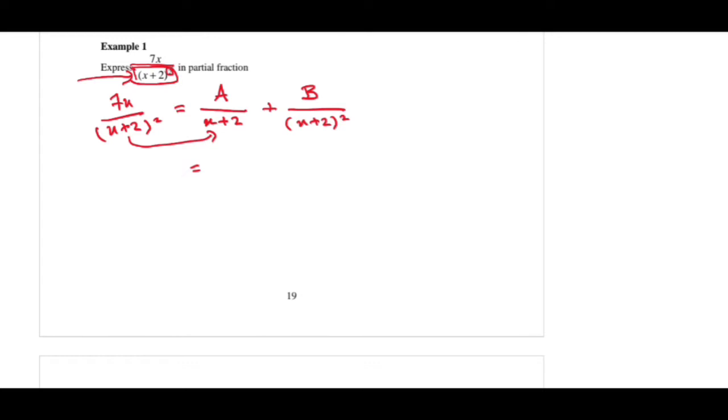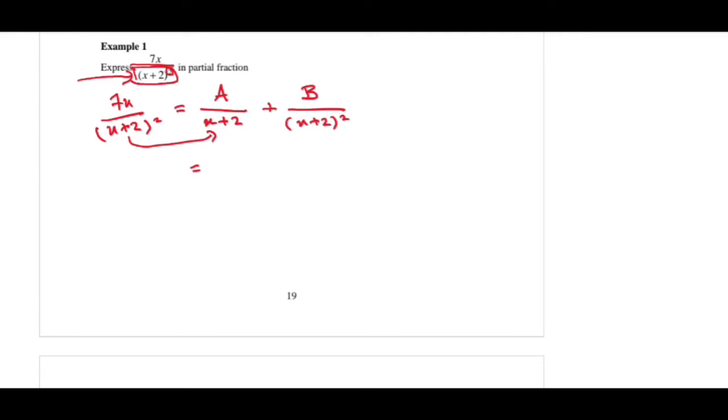Next step is to compare the numerators. But to compare the numerators, we have to equate or equalize the denominators. Remember, in the previous tutorials, I showed you how to multiply A with the other denominators, by ignoring the denominator under A and just multiplying it with the other denominator. But that's not how you should do it for this type of fraction, because now we have repeated linear factors. So please remember this step carefully.